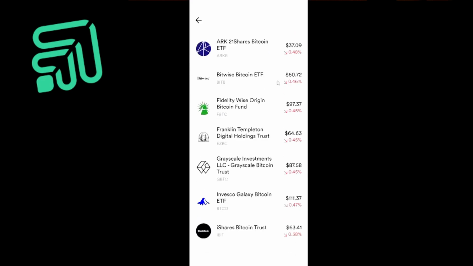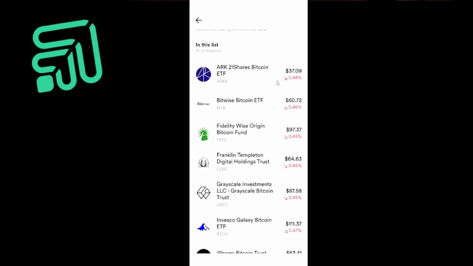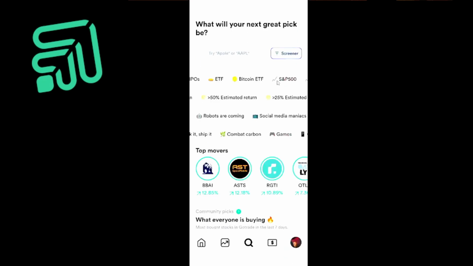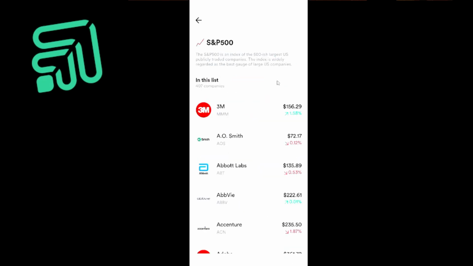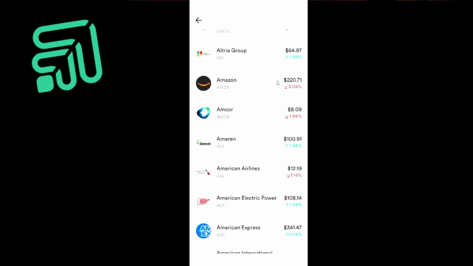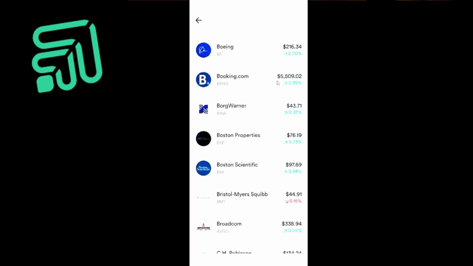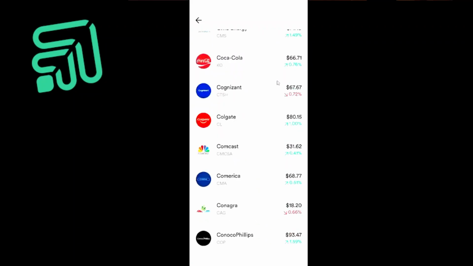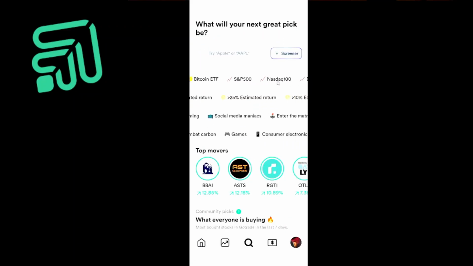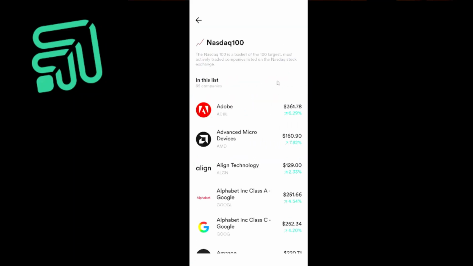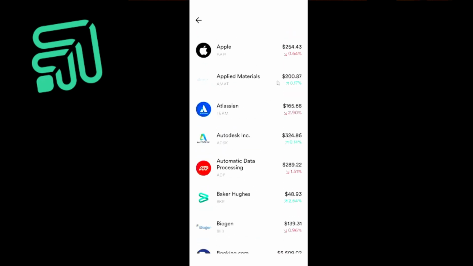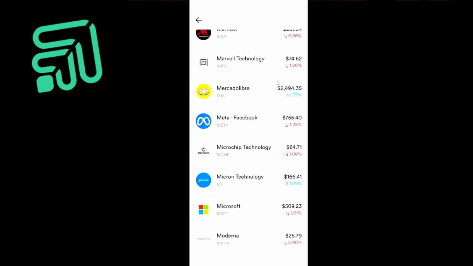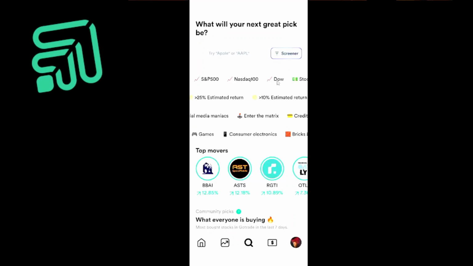These are Bitcoin ETFs. Then you got companies listed in the S&P 500, but not all of them are here, because it's supposed to be 500 stocks. And then you also have the NASDAQ. If you want to check the NASDAQ's listed companies that are listed here in GoTrade, you could do that also. And you could do your search here. They have themes.